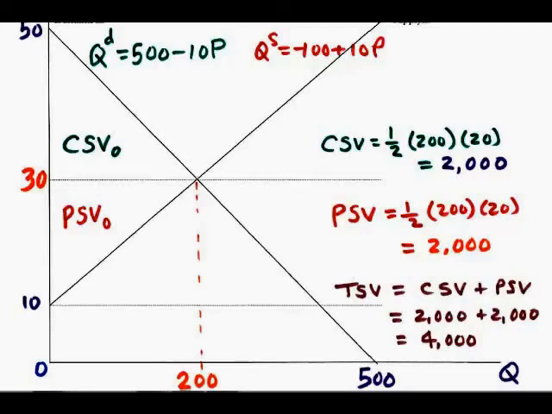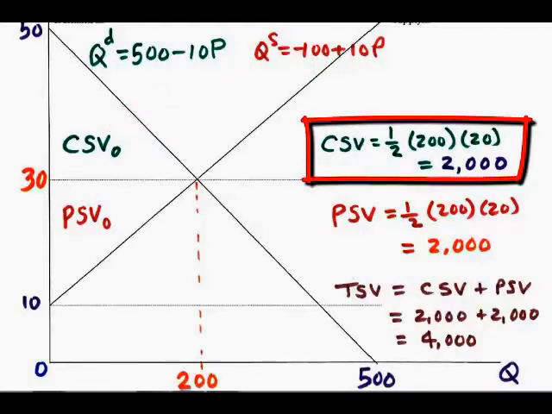We can calculate the area of surplus value to consumers, this triangle right here, and the height of the triangle is from 50 to 30, that's 20. The base is from 0 to 200, that's 200. So the area, half base times height, the height of 20 times the base of 200, half of that is 10 times 200 is 2,000. So we say the surplus value consumers got is 2,000.